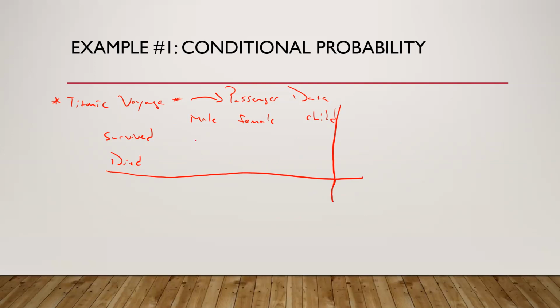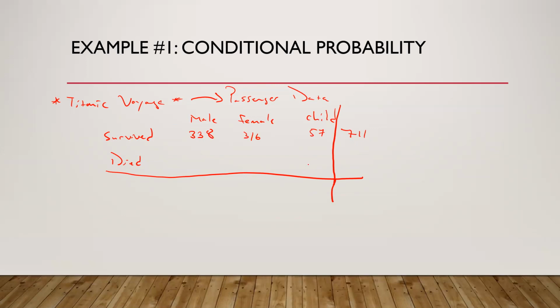All right, so let me give you the number of people who survived. There were 338 males on the Titanic who survived. There were 316 females who survived. And there were 57 children who survived. So if you add all these up, there were 711 people on the Titanic who survived.